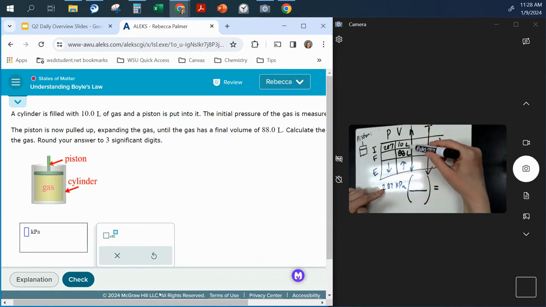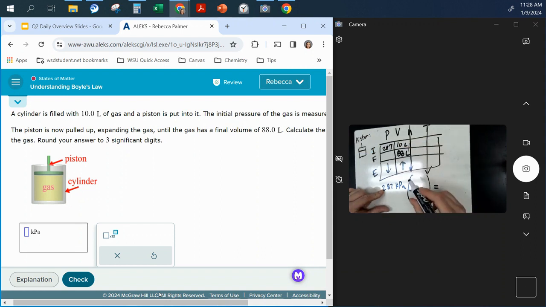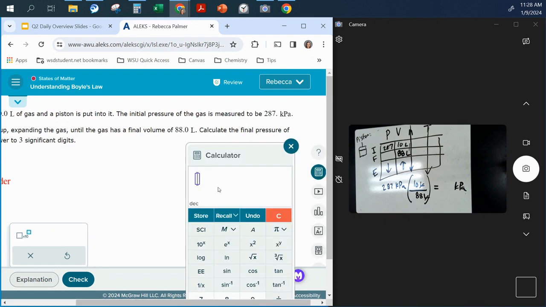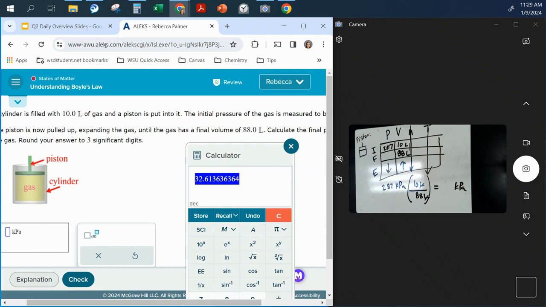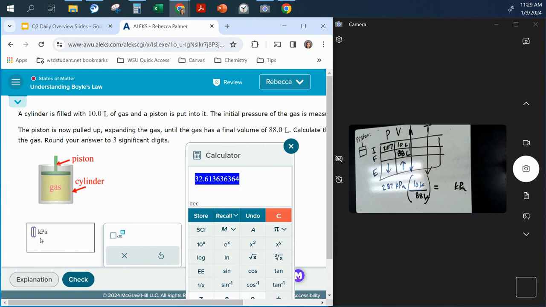Which one of these numbers needs to go on the top to make the pressure go down? 10. And then 88 goes on the bottom. Liters cancels out. We end up with the pressure value. Pressure is going down. Okay, we've got 287 times this ratio, 10 divided by 88. And that will decrease our pressure. So we just have to make sure 3 sig figs. So our value will have 3 sig figs, so 32.6.